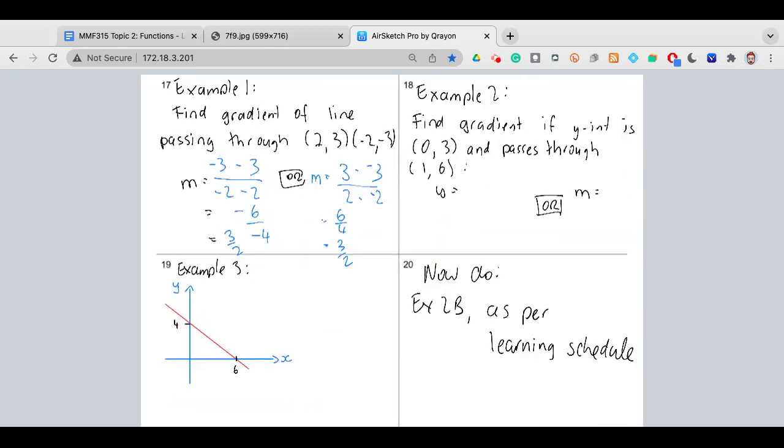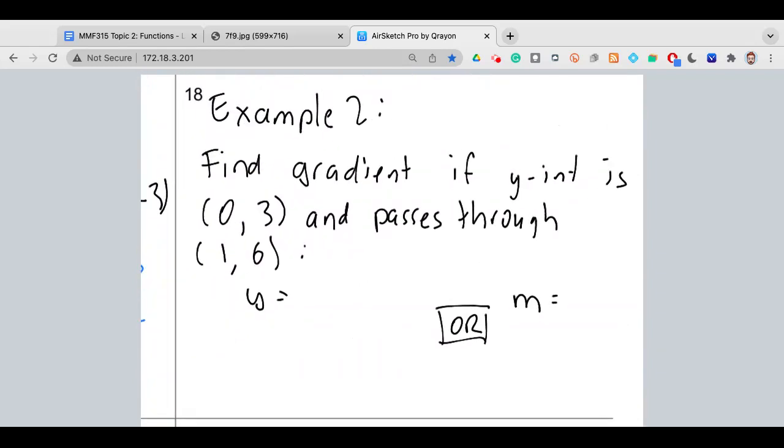Okay, example 2. Find the gradient if the y-intercept is (0, 3) and it passes through (1, 6). So there's a couple of ways you could do this. One is to use mx plus c, right? So I don't know what m is, but I do know the y-intercept is (0, 3). So it must be mx plus 3. I know it passes through (1, 6), so I can go 6 is equal to m times 1 plus 3. M times 1 is m, and then subtract 3 from both sides, m equals 3.